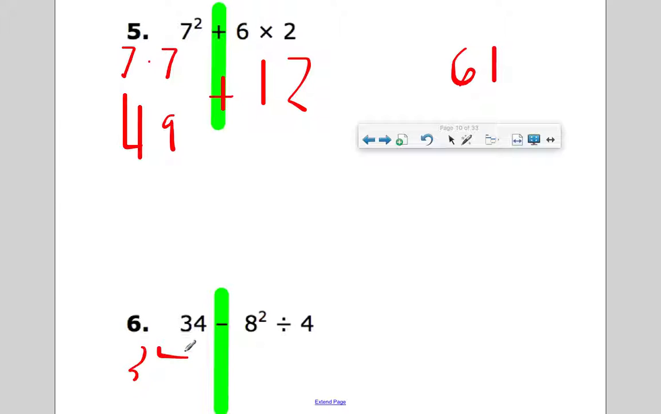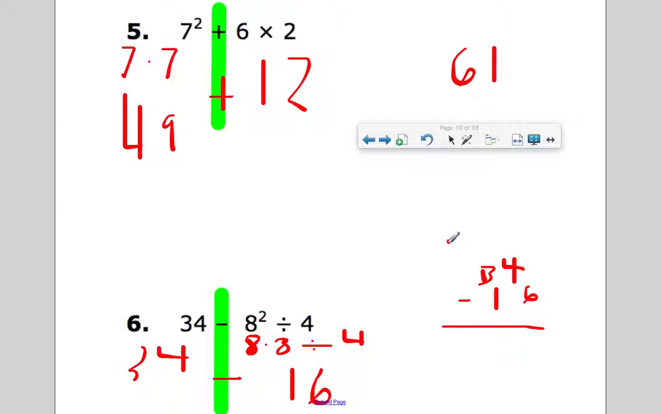The left term is 34. The right term, 8 squared, that's 8 times 8 divided by 4. 8 times 8 is 64. 64 divided by 4 is 16. So the left term is 34. The right term is 16. If you subtract 16 from 34, if you take 16 away from 34, regroup, that's a 2. This is a 14. So 18 is the answer.